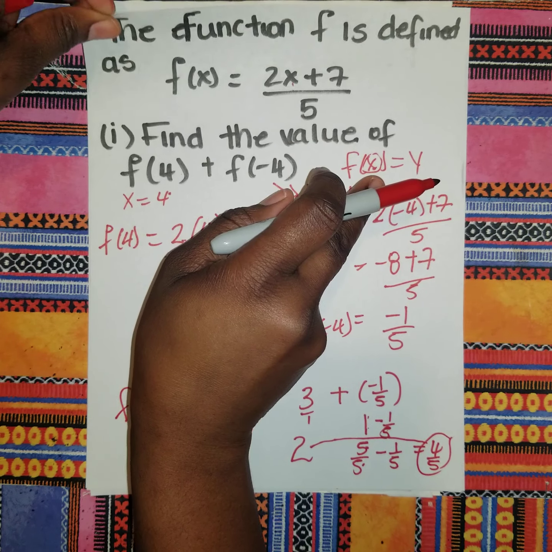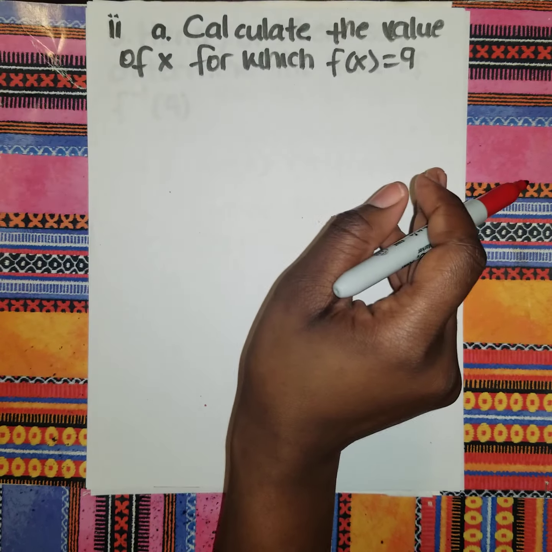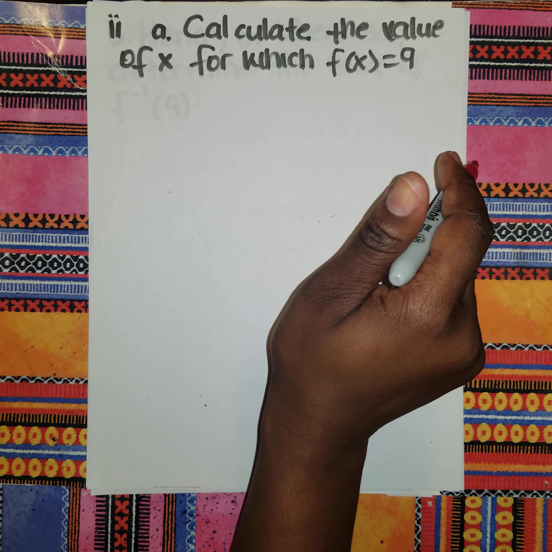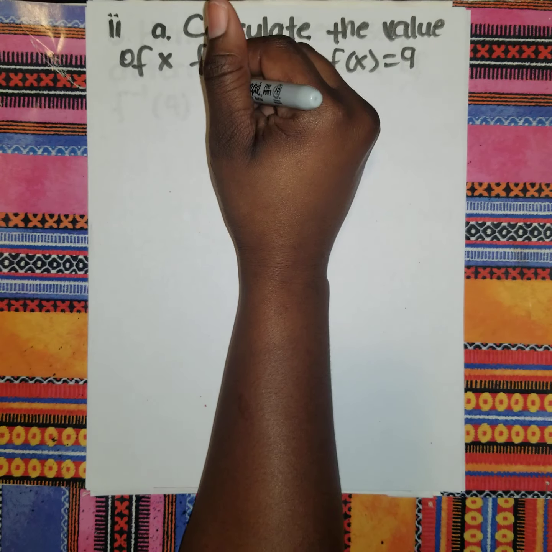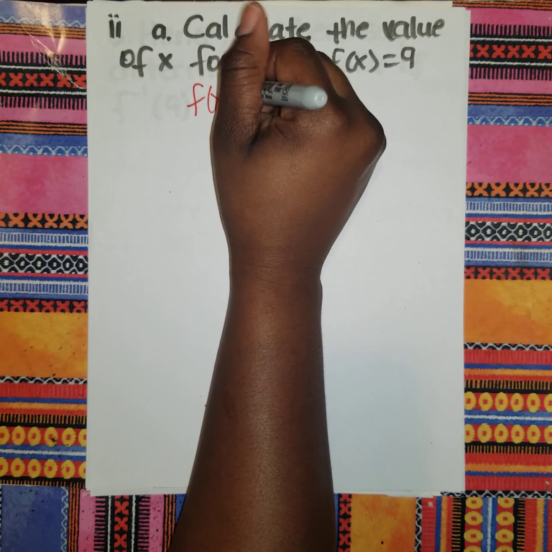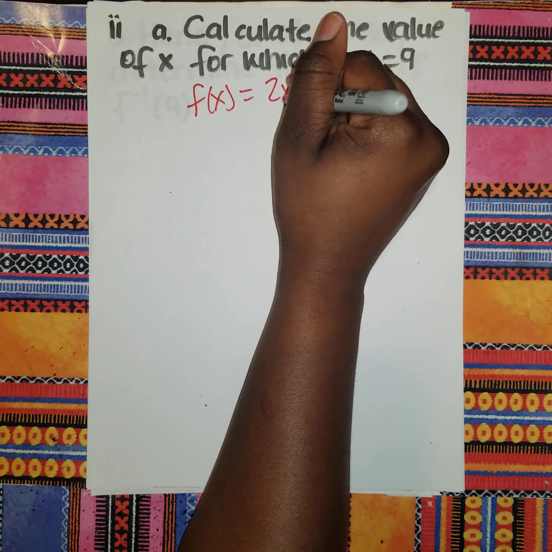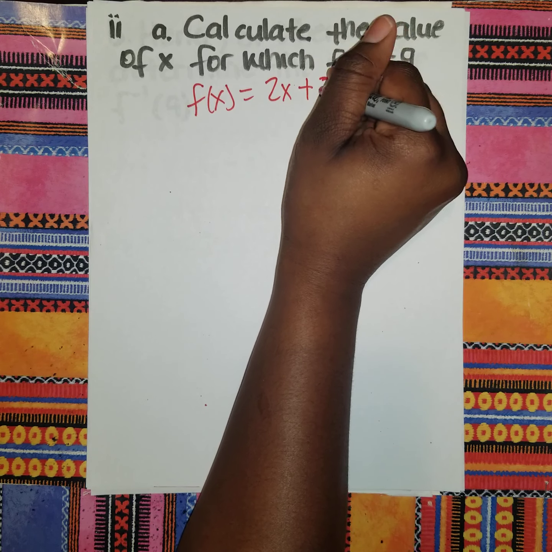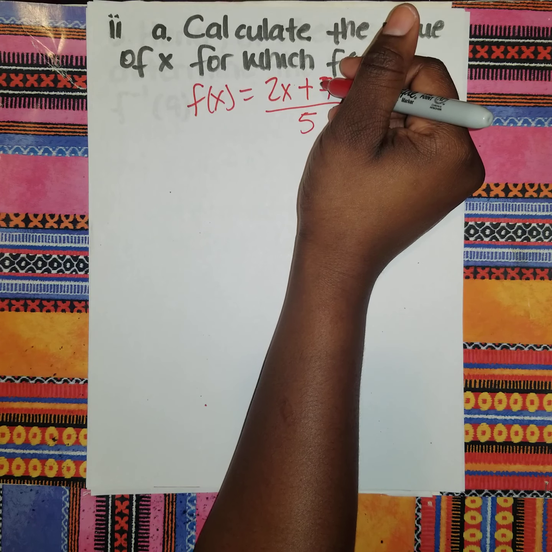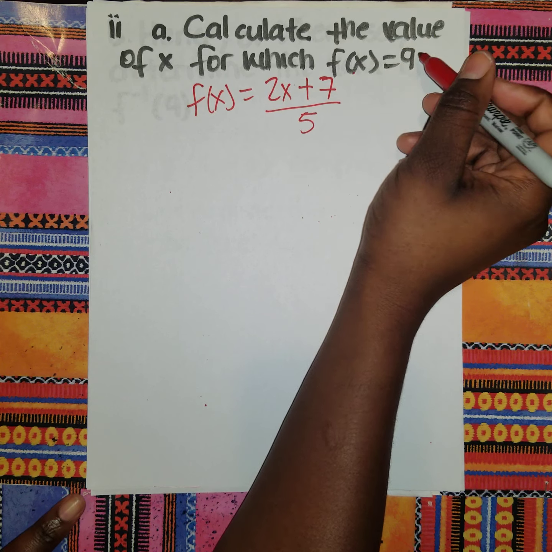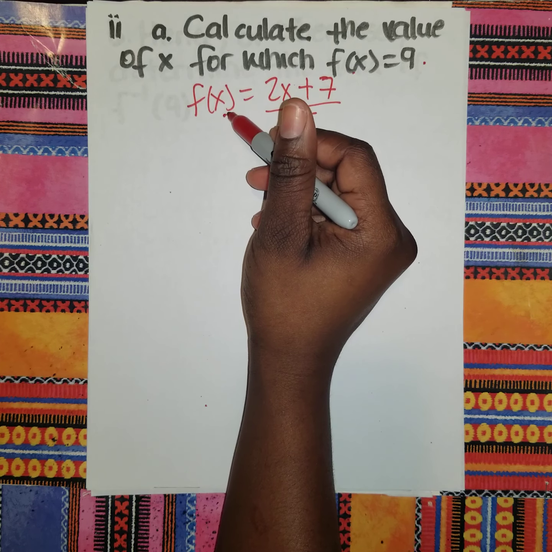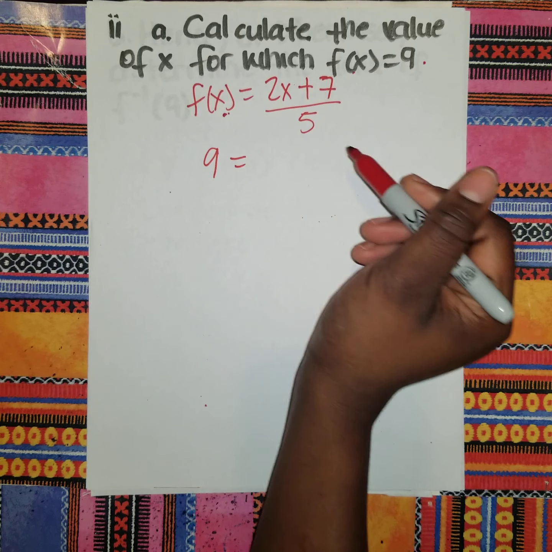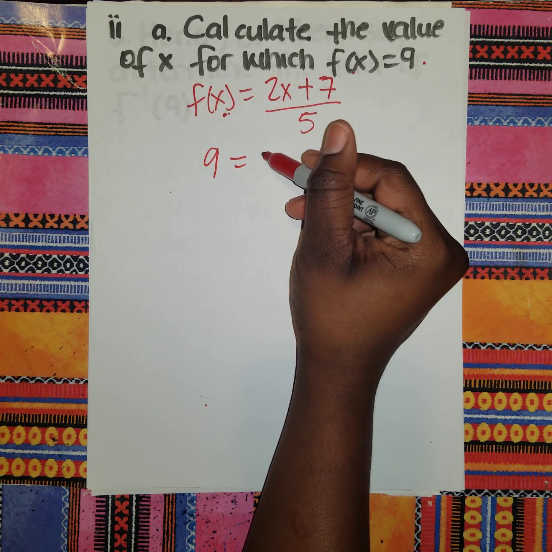So I think we need to remember the top part here. It says we need to calculate the value of x when f of x is equal to 9. The initial question had said f of x is equal to (2x plus 7) all over 5. Now they're saying that f of x is equal to 9. So that means anywhere you see f of x, you put 9 for your answer. So let's go from there.